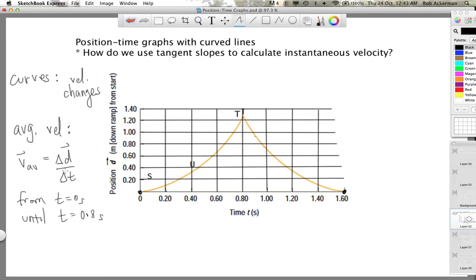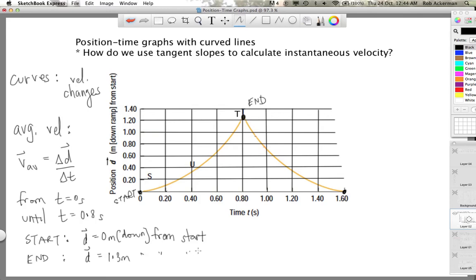Now you would need the displacement, the change in position. Well, we started at a position d equals 0 meters down the ramp from the start. And after 0.8 seconds of time, if we take this to be the end over here and this to be the start, then at the end the position was, looks like about 1.3 meters down from start.